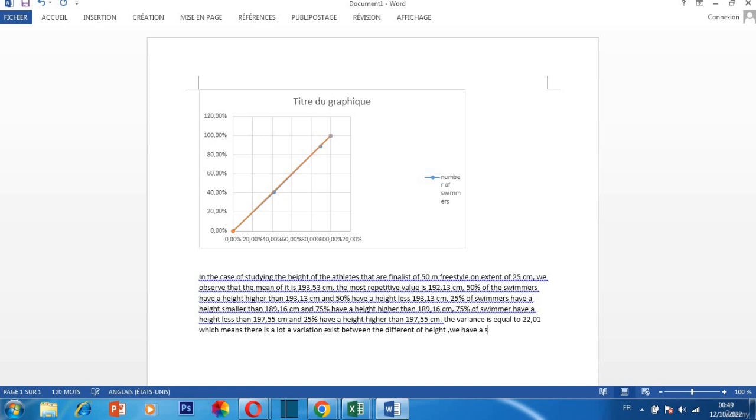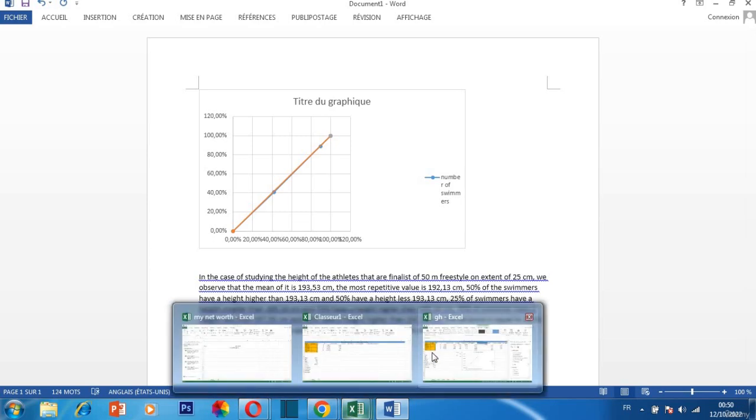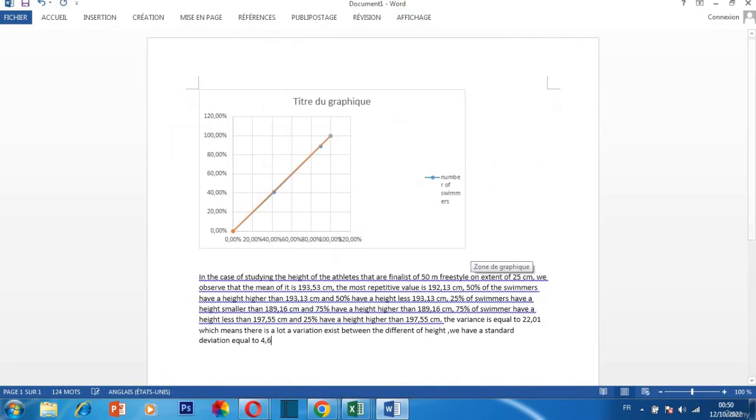We have a standard deviation equal to 4.69, which means the swimmers gave so much importance to their height in order to be competitive in this discipline.